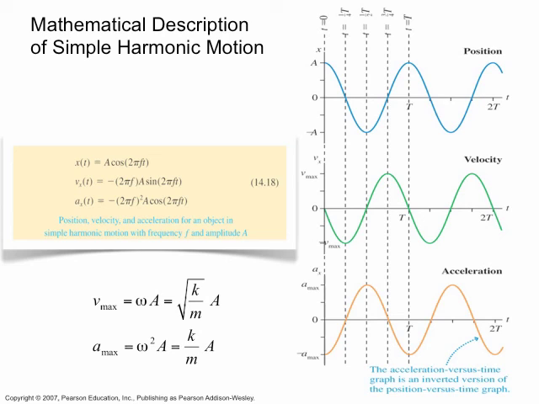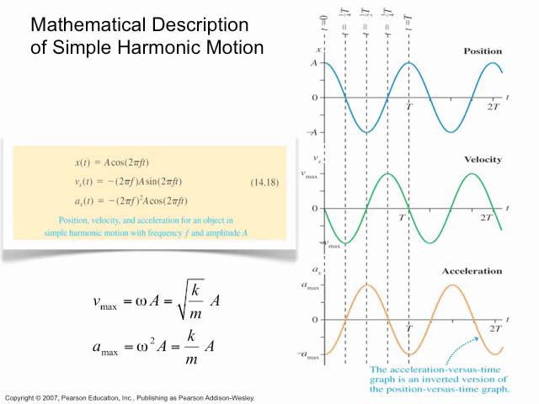So 2 pi f times A for our velocity function becomes, since 2 pi f is omega, omega A. That is the maximum amount of velocity you can have, when sine is 1. The maximum amount of acceleration you can have is when the cosine function becomes 1. And that leaves us with 2 pi f, also known as omega, squared times A.